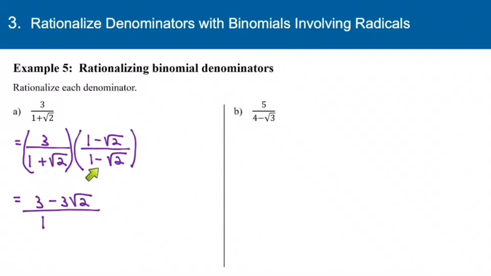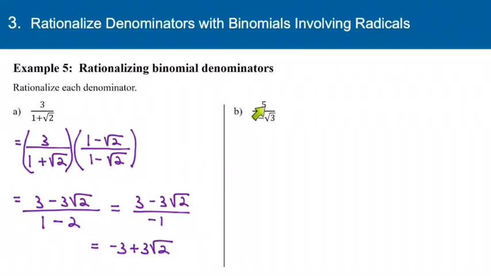And then last times last is positive times negative, so it's going to be minus square root of 2 times itself, so that's a 2. So 1 minus 2 in the denominator. Now 1 minus 2 is just negative 1. And so when we divide each of these terms by negative 1, 3 divided by negative 1 is negative 3, and negative 3 square root of 2 divided by negative 1 is plus 3 square root of 2. And so that's fully simplified there.